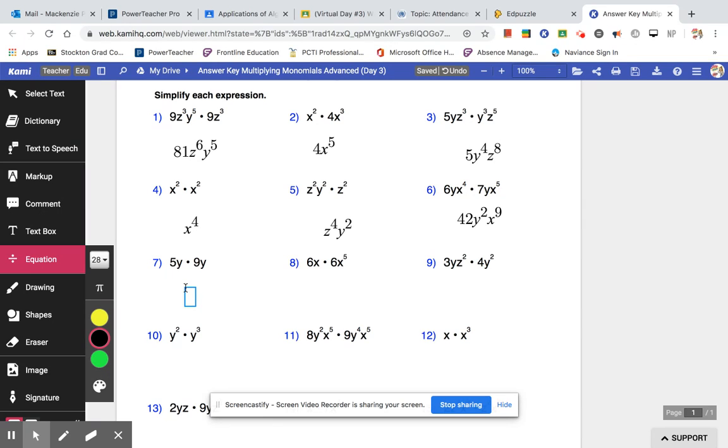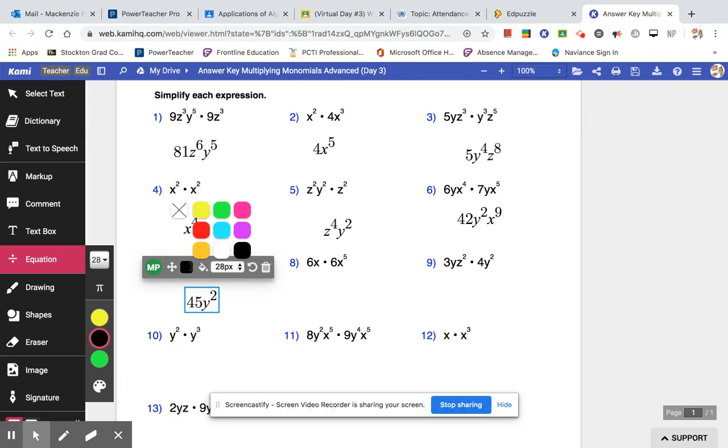Alright, so same kind of thing happens with number 7. We have 5 and 9 as our coefficients, so we multiply them together to get 45. And again, I'm not just going to put y here, because they have nothing here. I know both of these have an exponent of 1, so when I add them together, it does become 2.